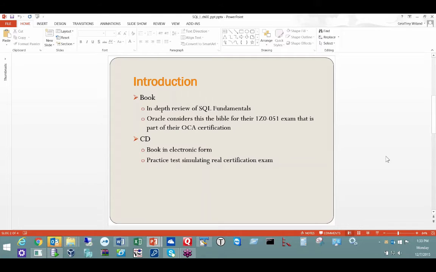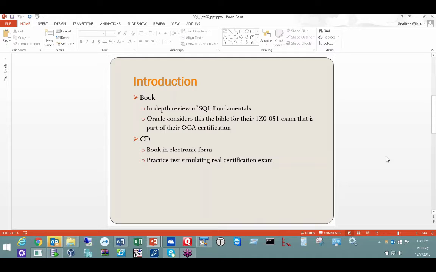Oracle actually uses this book and this approach to teach SQL for their 1Z0-051 exam out of their OCA certification. There are 2 exams for OCA certification. Oracle Certified Associate is OCA, and this prepares you for the SQL part. The other exam prepares you more for the database and controlling the database part.